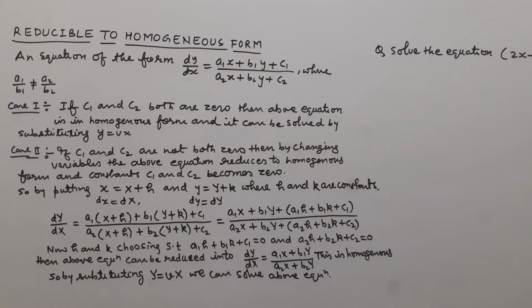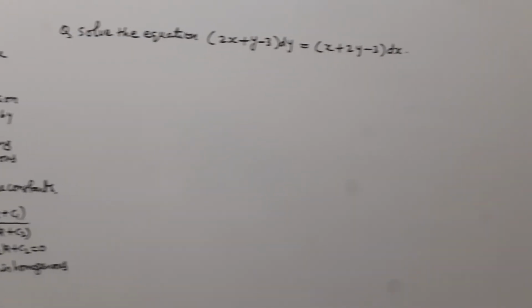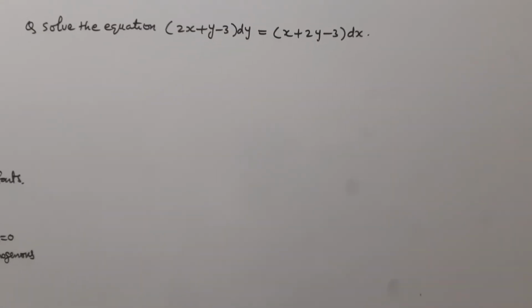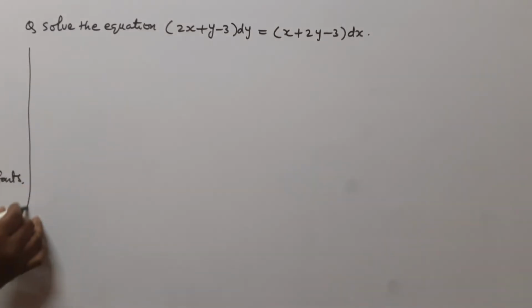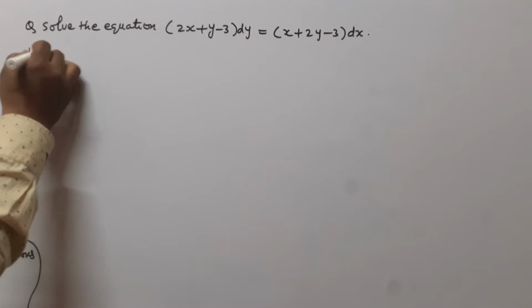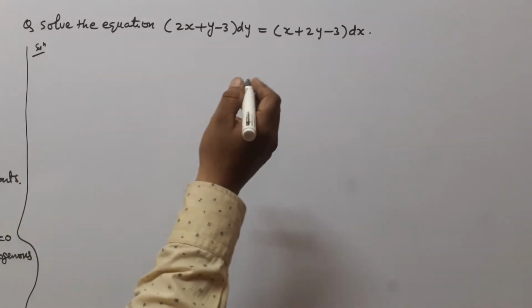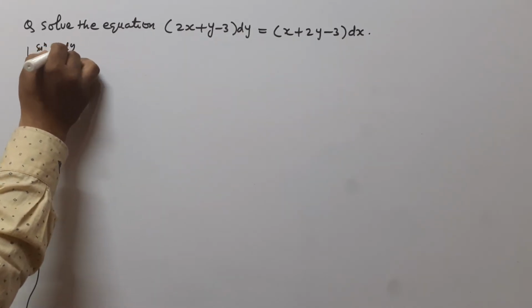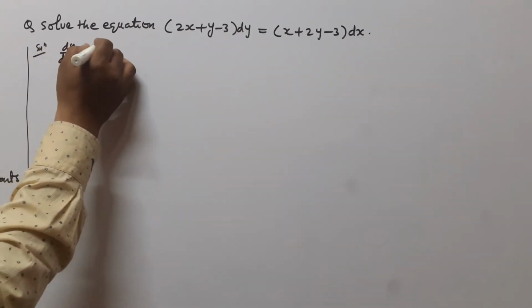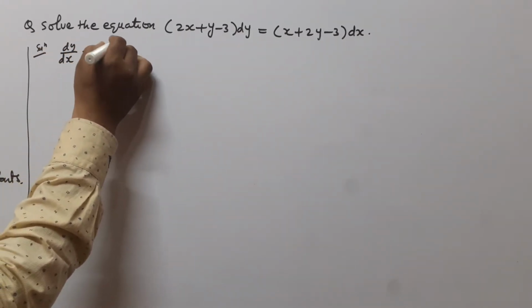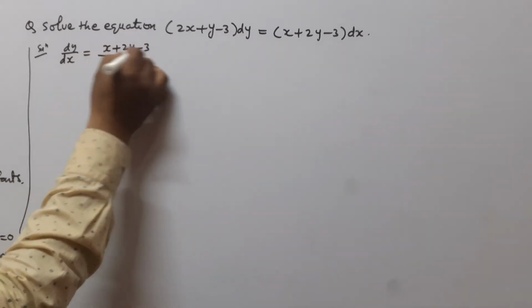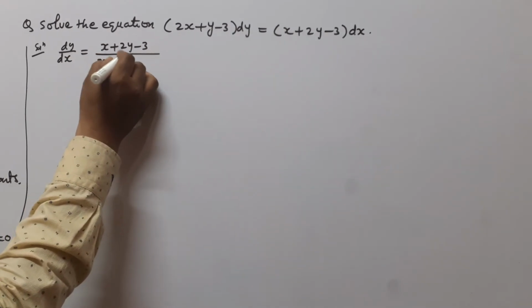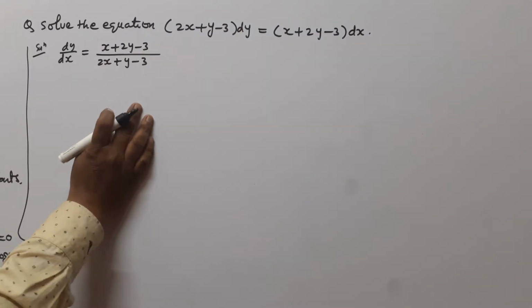Now we take an example. Solve the equation (2x plus y minus 3) dy equal to (x plus 2y minus 3) dx. So this equation can be written as dy by dx equal to (x plus 2y minus 3) divided by (2x plus y minus 3).